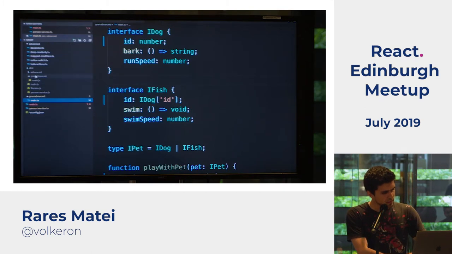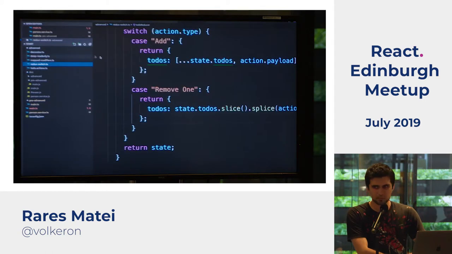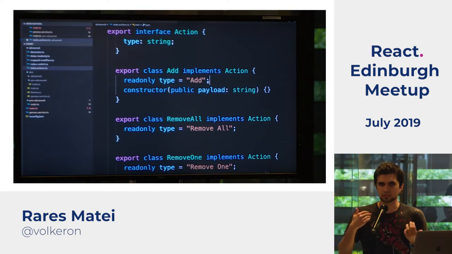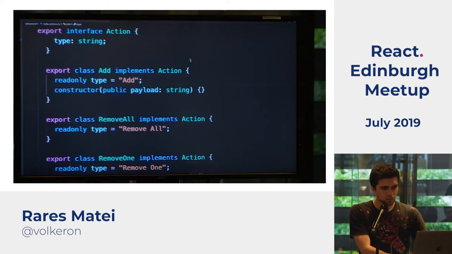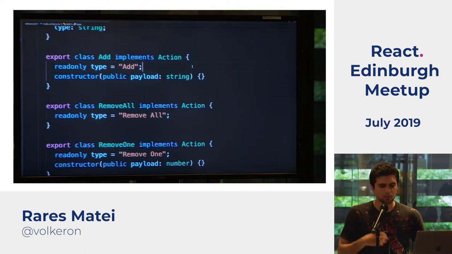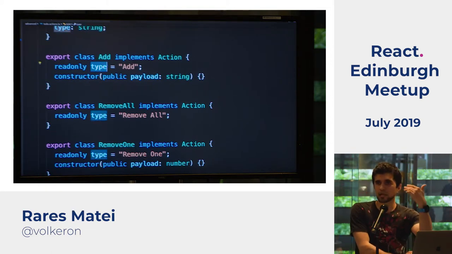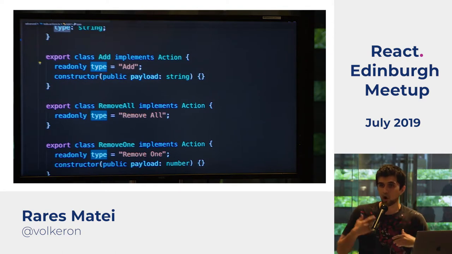Cool. Okay, I think we're ready for the next part, which is Redux. This is where all of these are starting to fall into place. So I have some actions. I created them like this, so they're just a bunch of classes. They're the read-only type. You can initialize them with a constructor and a payload, and each one of them has a payload, right? So in Redux, an action can have a type, which is a string, and optionally it can have a payload.